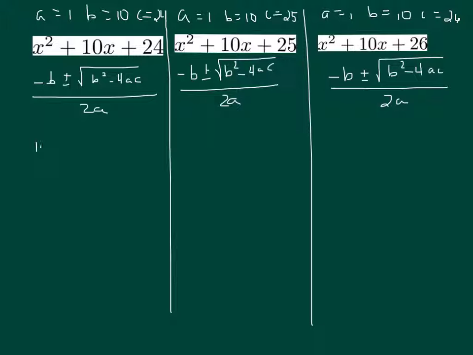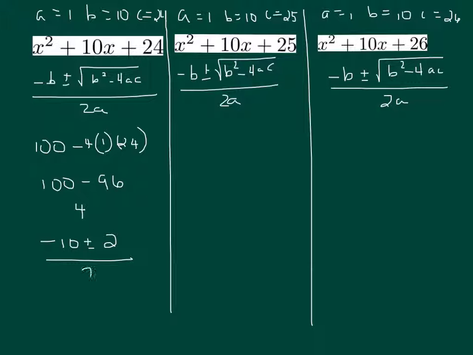So I'm going to get 100 minus 4 times a, which is 1, times c, which is 24. In this case, I get 100 minus 96, which is 4. So if I substitute that value inside there, I'm going to get negative 10 plus or minus the square root of 4, which is 2, divided by 2 times 1, which is 2.